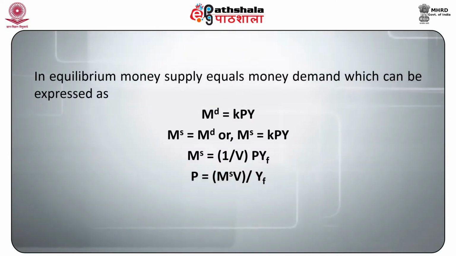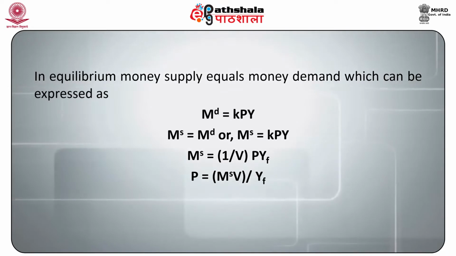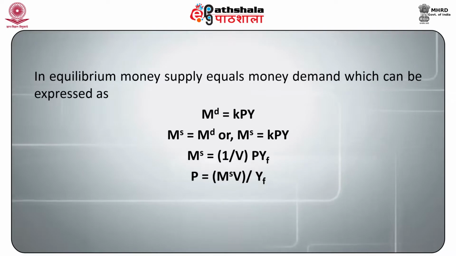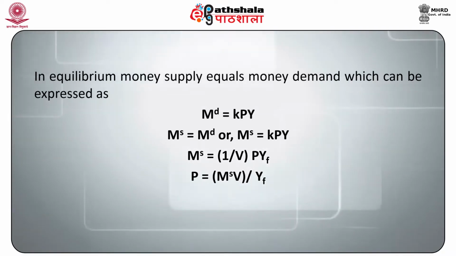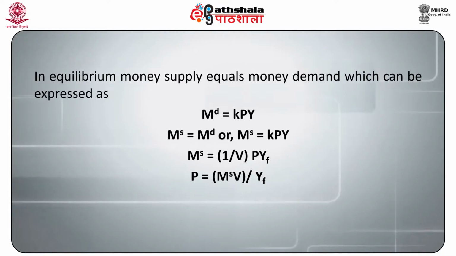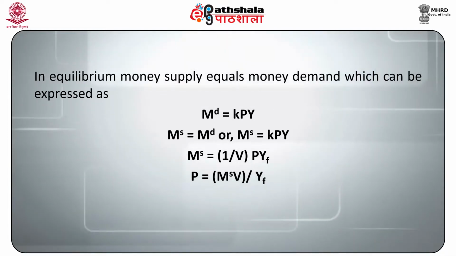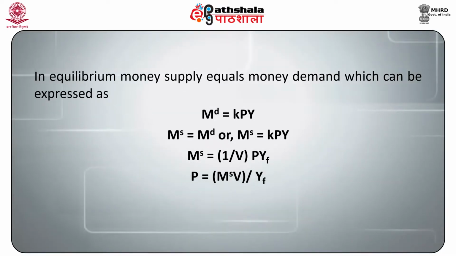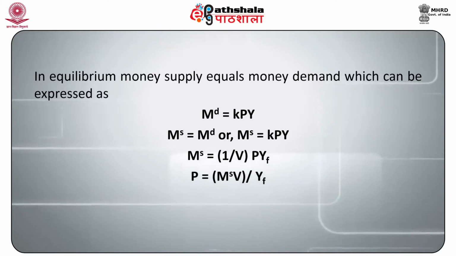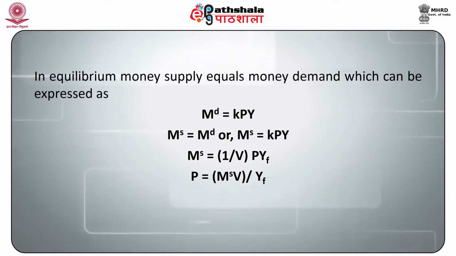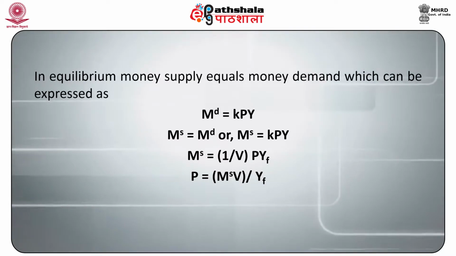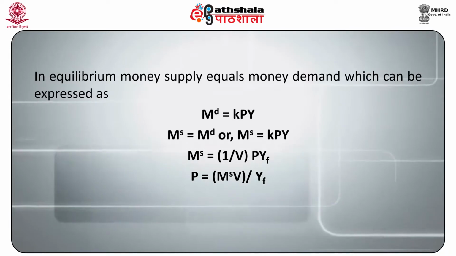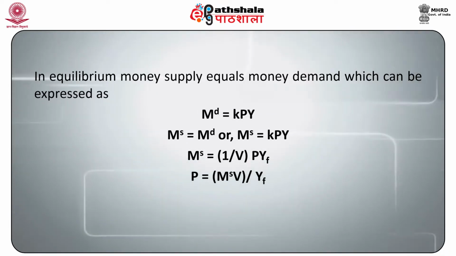The supply of money, that is M^s, is treated to be exogenously given by the central bank. The demand for money, represented by M^d, is given by transaction motive. There is no role of interest rate in determining the money demand. Thus, people hold a constant fraction, that is k, of their money income, that is PY, in the form of money balances. So, the equation depicting the demand for money can be expressed as M^d = kPY.